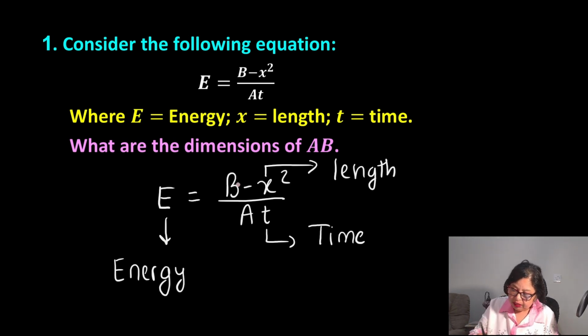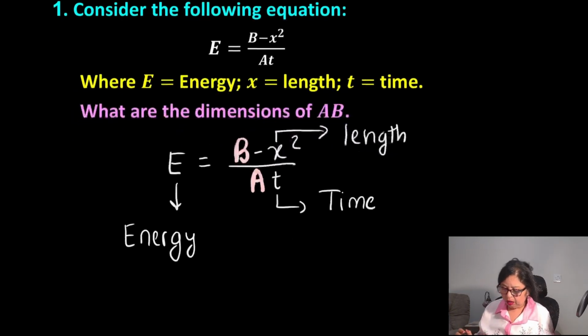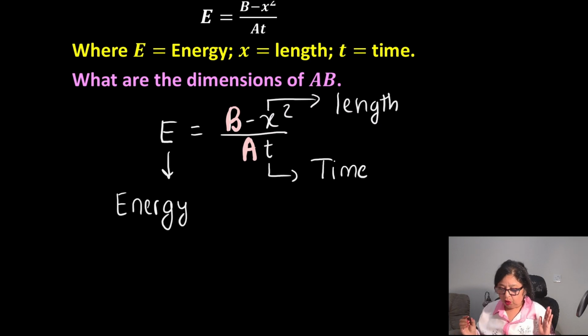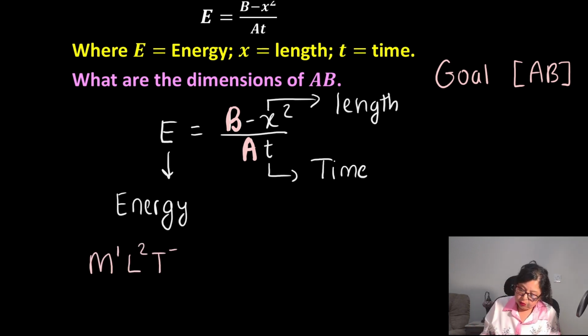Now you'll see that A is down here in the denominator and B is up here in the numerator. All right, so how would we do it? So our goal, let's write down our goal here. If we know the dimensional formula for AB, then we know the dimensions of AB. We know that in this problem, on the left-hand side is energy, and the dimensional formula for energy is M1 L2 T minus 2. This is my left-hand side.